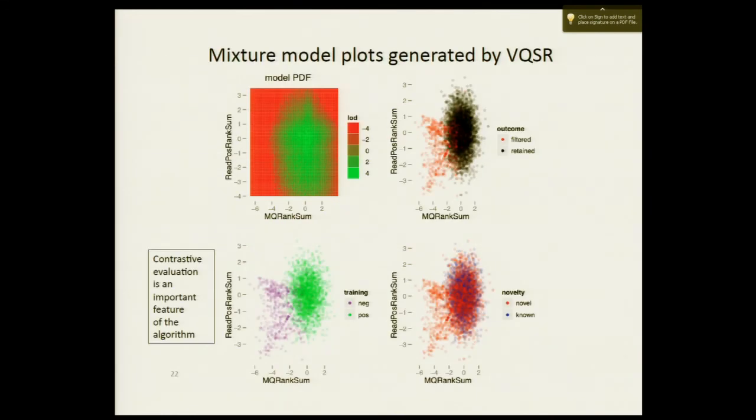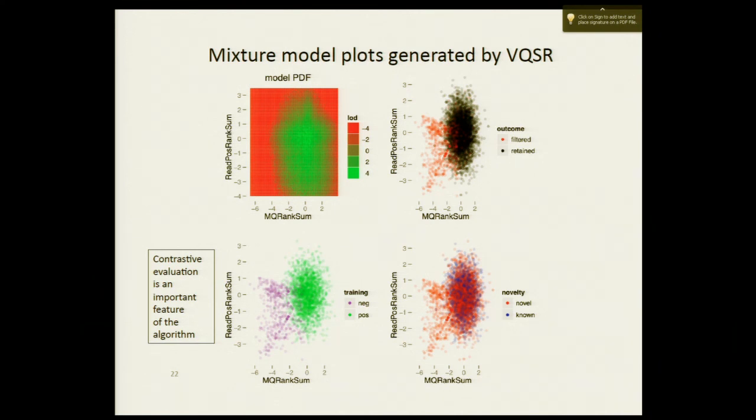One way to decide is by looking at plots like this. These are the model plots that come out of the VQSR procedure. This shows just two statistics that we use for this example: the mapping quality rank sum test and the read position rank sum test. The model learned that being in the center of these distributions is good and being on the outside is bad. It learned that it's a Gaussian distribution, which is a good thing. Now it's showing you which variants it kept and which ones were removed.